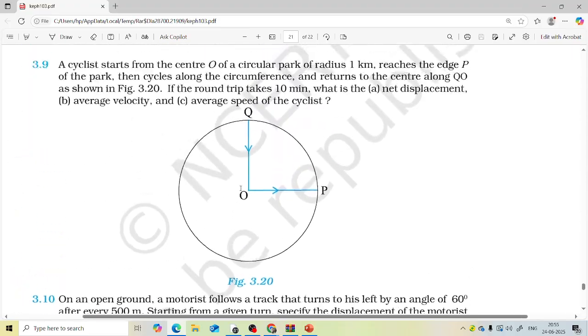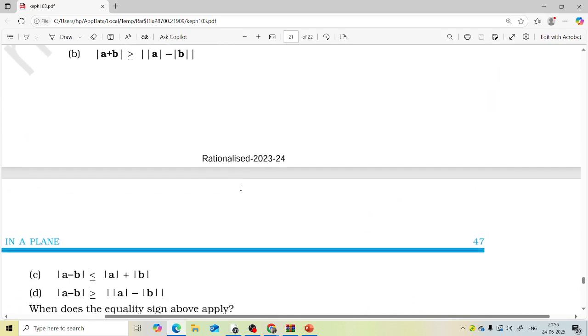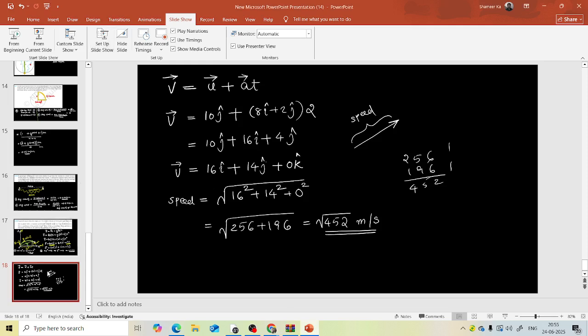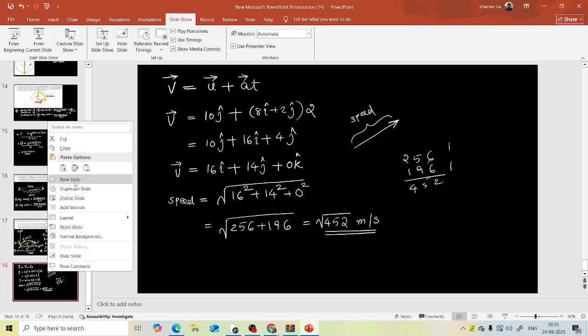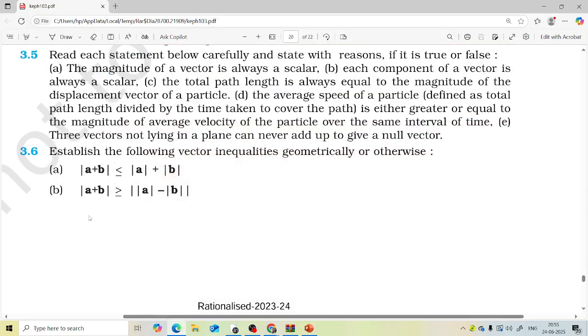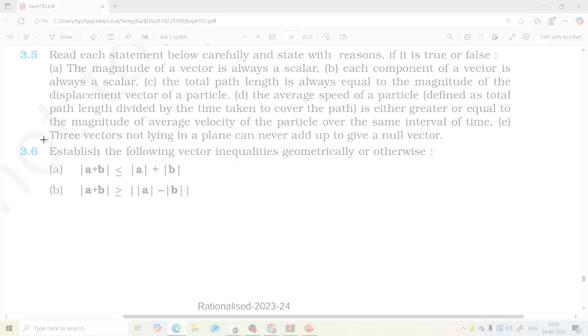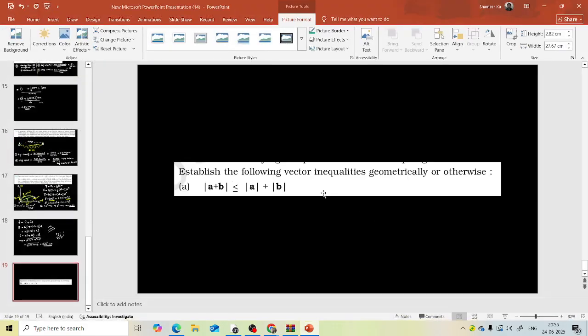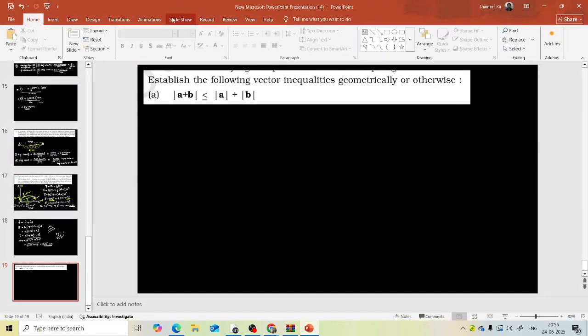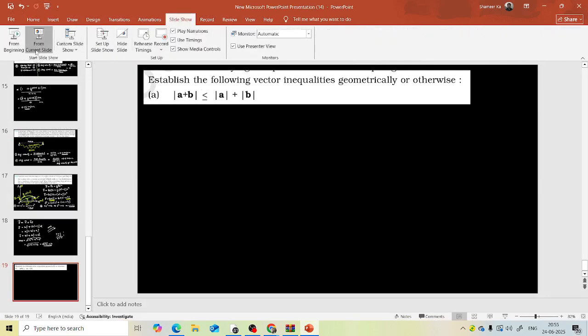Only one derivation is remaining. I will explain it in the next class. Let me discuss one question now. The remaining I will discuss later. In the previous class we studied vector, right? This chapter is over except the one derivation. It's a very simple question about vector.